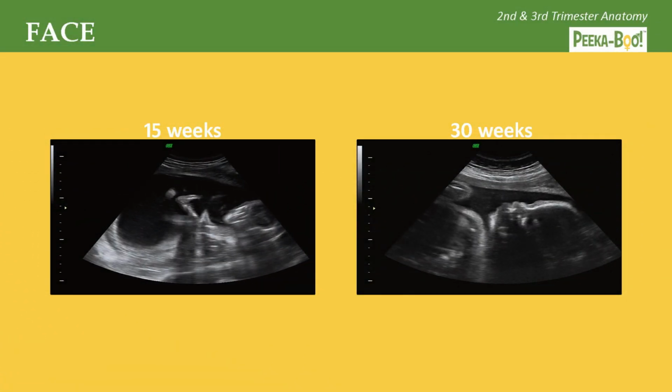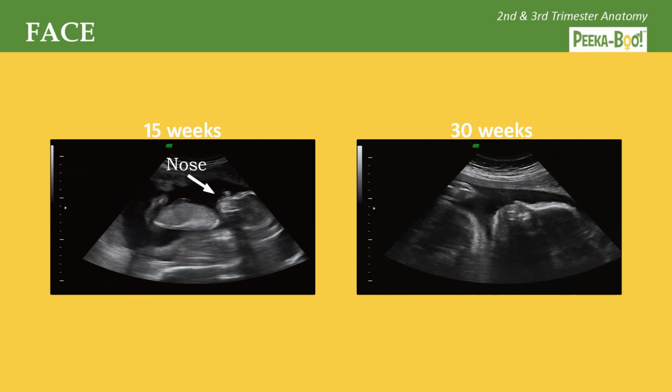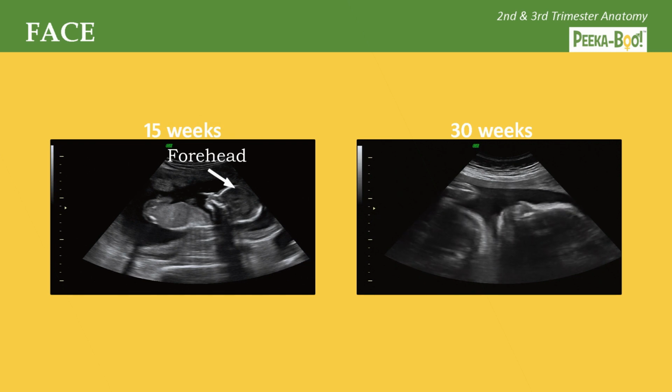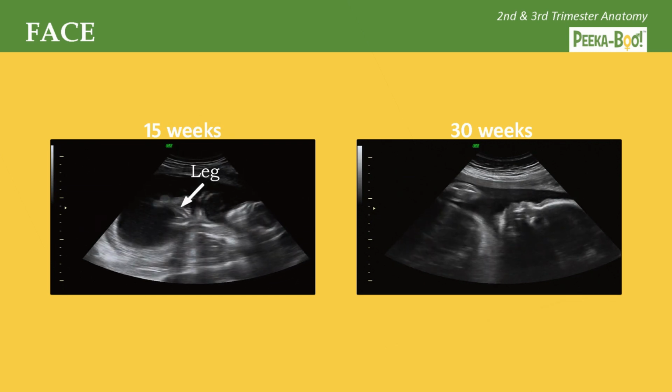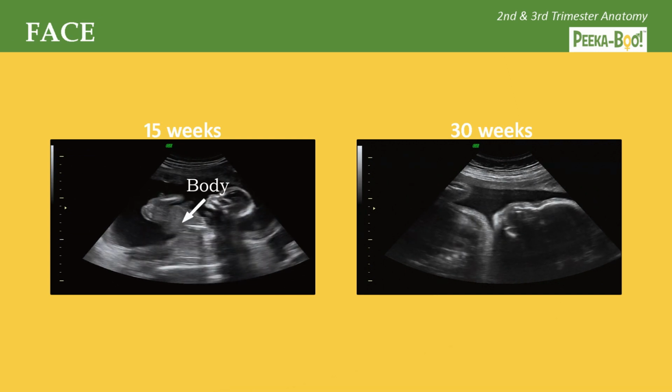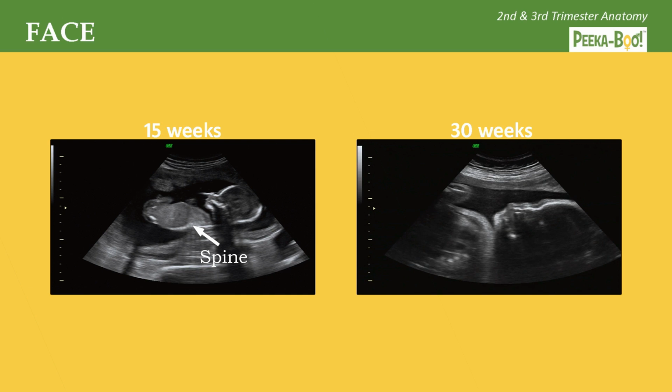This is what the face looks like in profile very early in the 2nd trimester. Which features of the head and body can you clearly identify? Here we have labeled the skull, forehead, nose, body, spine and leg to make them more obvious.